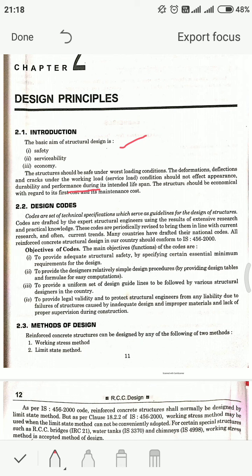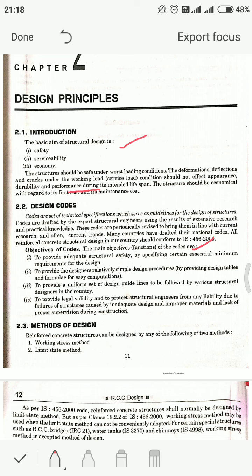What are the objectives of codes? So basically, these codes are the booklets we use for reference of the different values which are already calculated by the researchers for safety and design purposes.